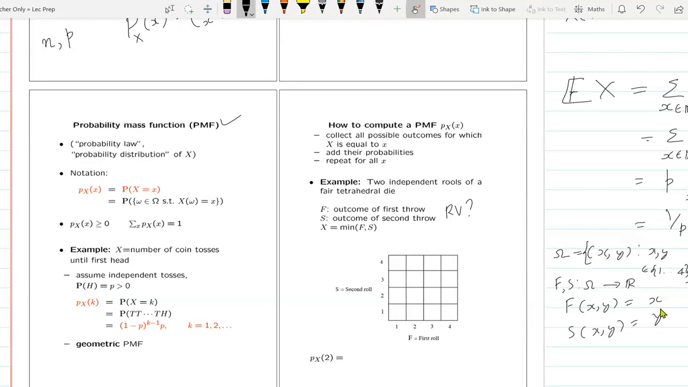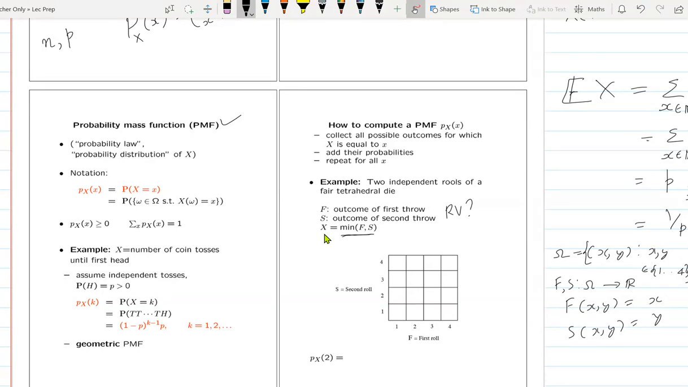Here x and y are real numbers. It is a number 1, 2, 3, 4. So it's a perfectly valid random variable. Now, given two random variables, I can apply the minimum function on them. I can apply functions on random variables. So here I'm just applying the minimum function on f and s. So I'm defining a new random variable. And this is the beauty of random variables.